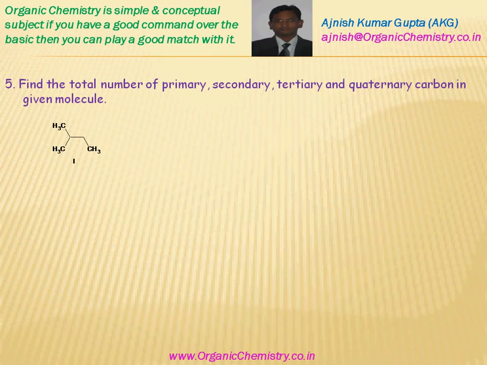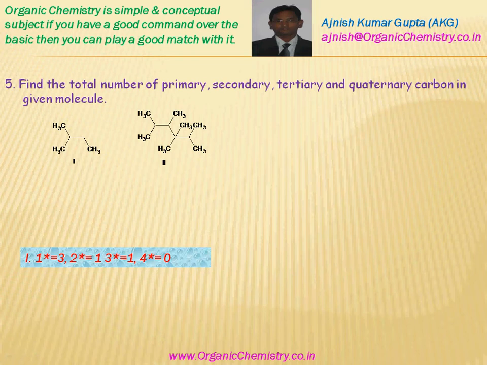First molecule, look for this. Question is, find the number of primary, secondary, tertiary and quaternary carbon. Answer is this. Look for this carbon. This carbon is attached to 1 carbon, so it is primary. This carbon is attached to 2 carbon, it is secondary. This carbon is attached to 3 carbon, this one is tertiary, and again these two are the primary carbon.